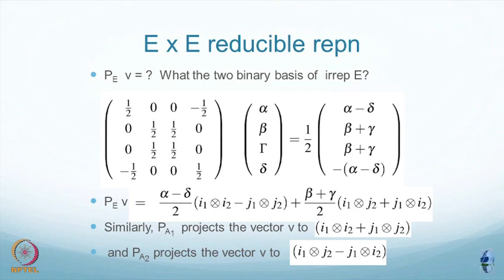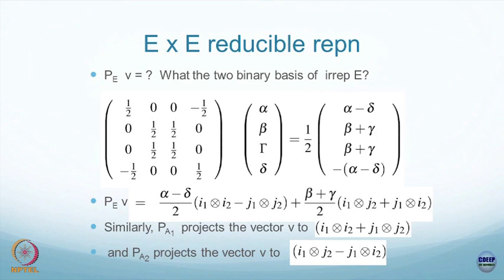and any arbitrary vector V, if I write it as a column as alpha, beta, gamma, delta, it should be understood as alpha times I1 cross I2, beta times I1 cross J2, gamma times, tell me, J1 cross I2, and then delta will be J1 cross J2.